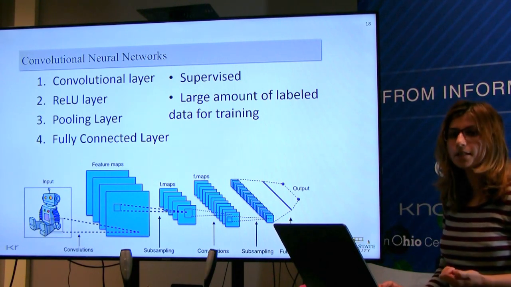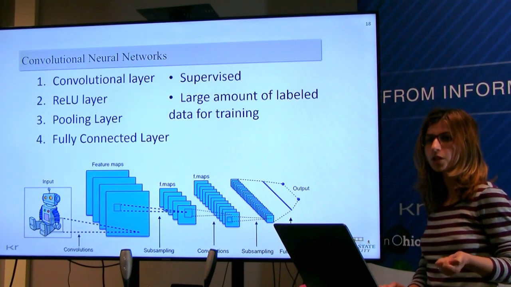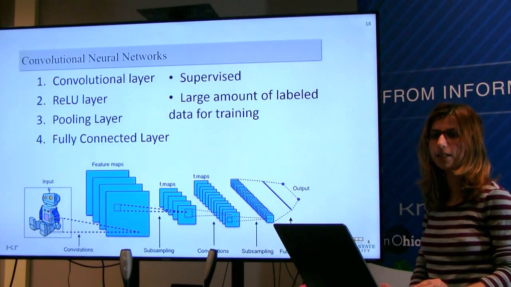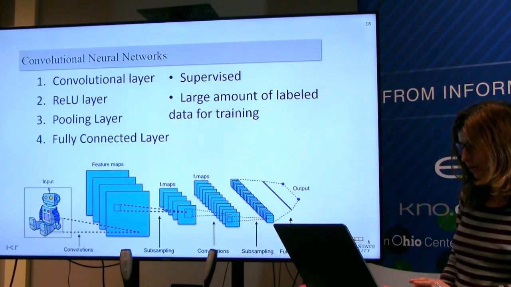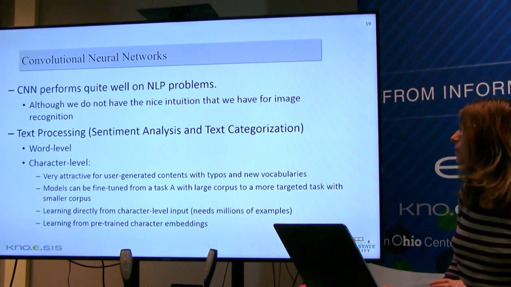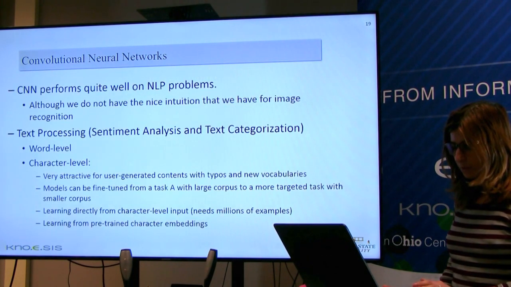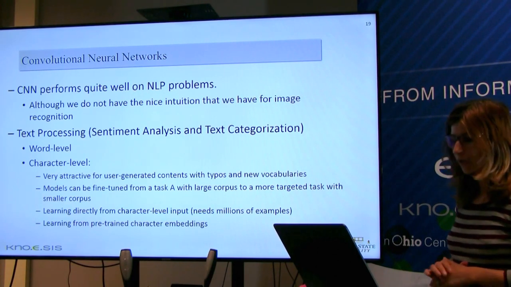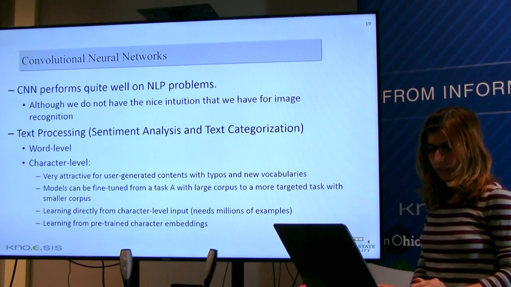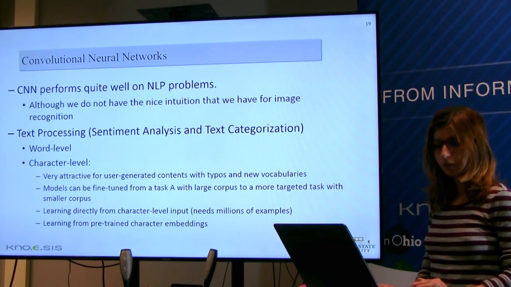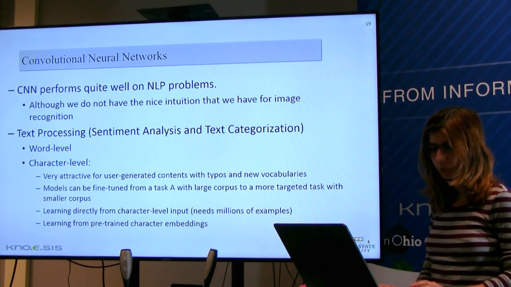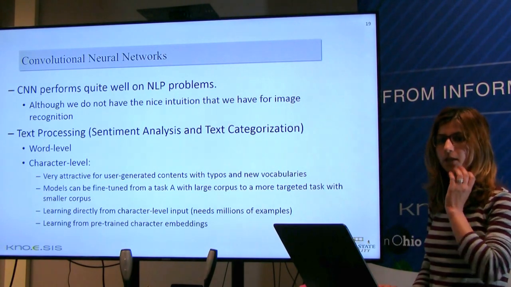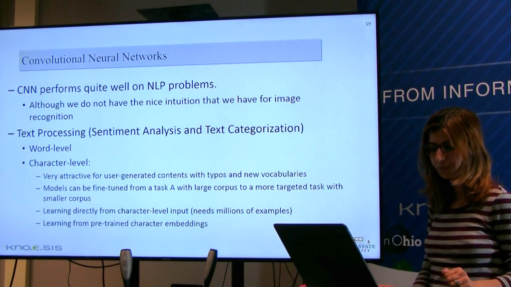It is very easy to understand how a convolutional neural network works for image recognition, but not for NLP. But it works well for NLP also. It performs quite well, although we don't have the nice intuition that we have for image recognition. People use convolutional neural networks for NLP for sentiment analysis and also classification. It can be used for both word level and character level.